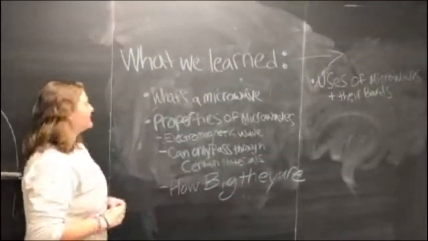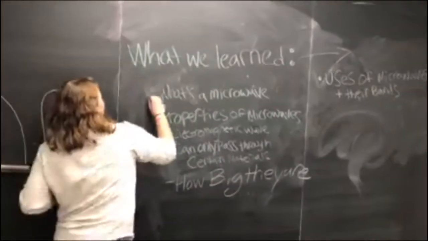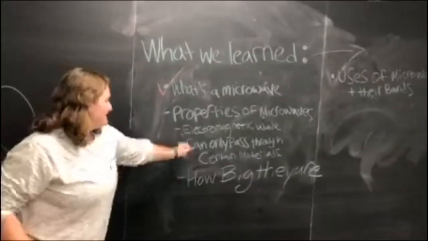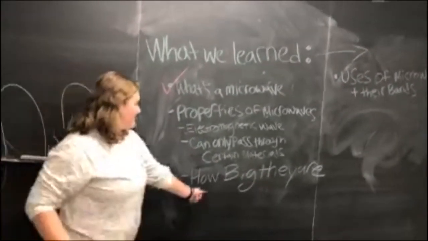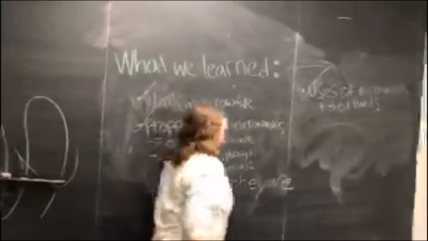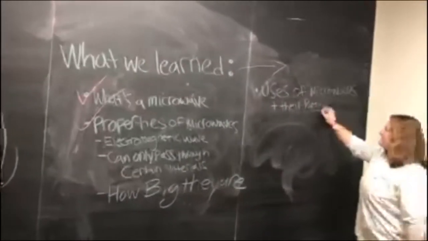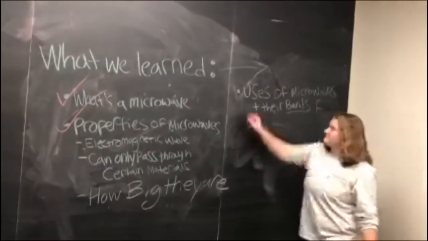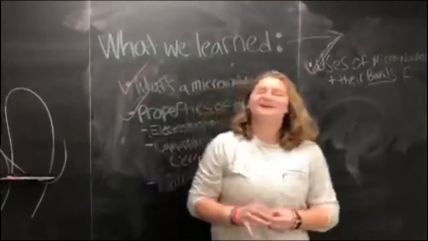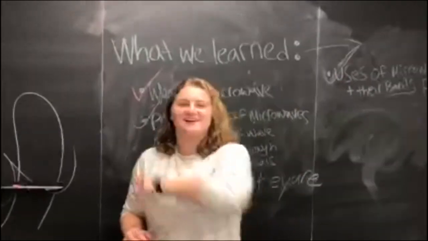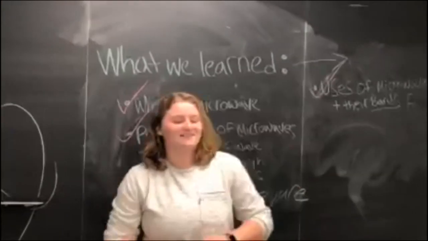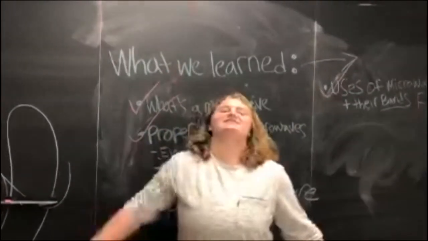All right, so here's what we've learned. We've learned what a microwave is. We've learned the properties of microwaves. They're electromagnetic waves. They can only pass through certain materials. They range from being the size of a yellow ant to a guitar. We've learned the uses of microwaves and why they have bands and their frequencies. Overall, in general, microwaves are quite an interesting phenomenon and one of the best types of electromagnetic waves for all the scientific properties and various uses in our daily lives.